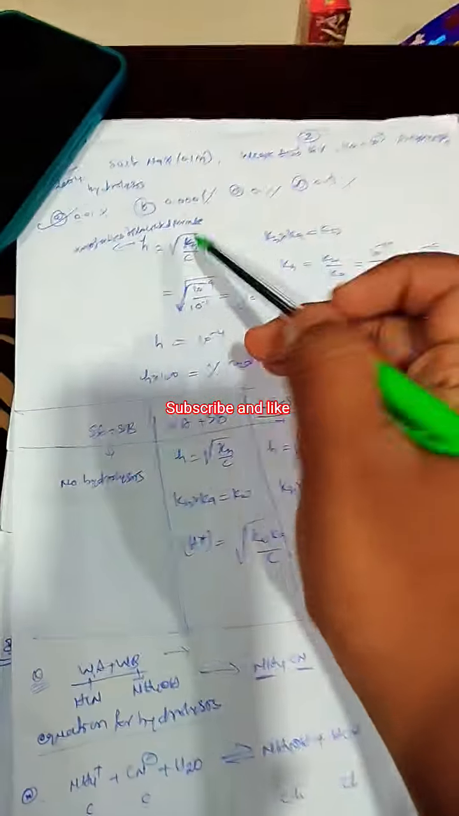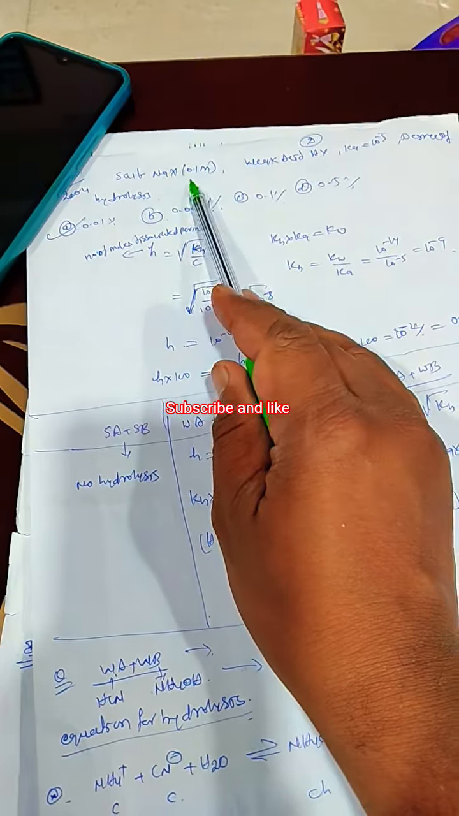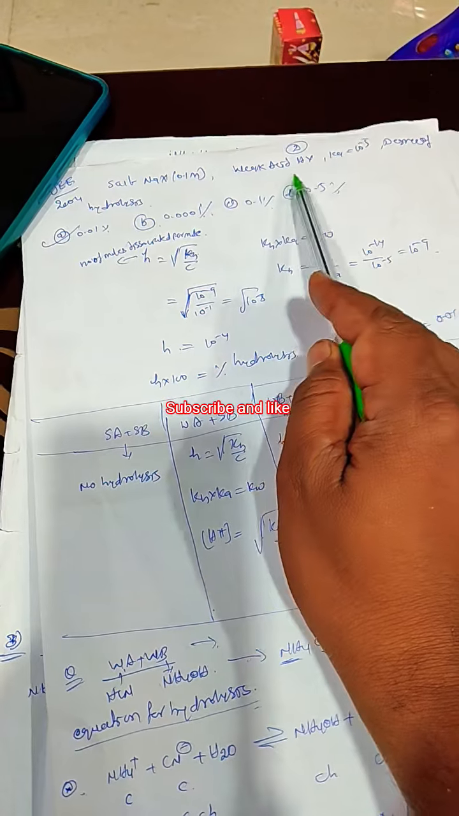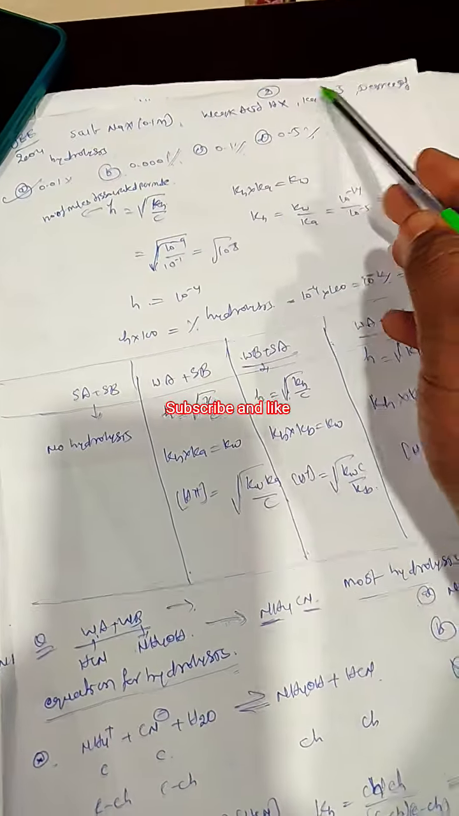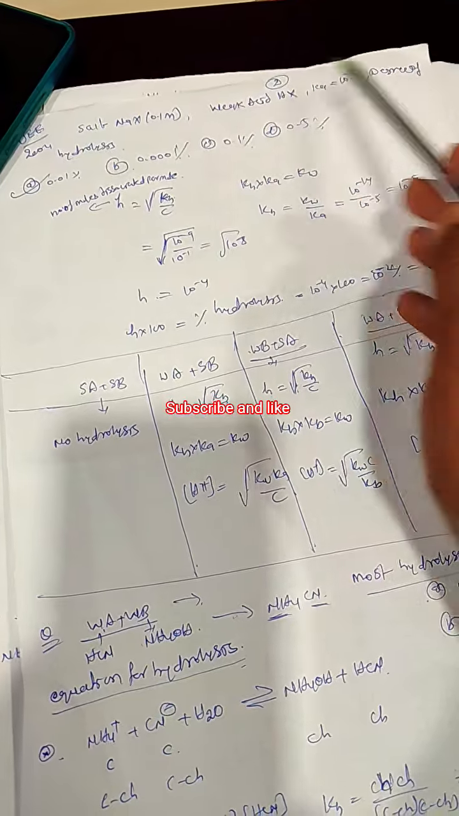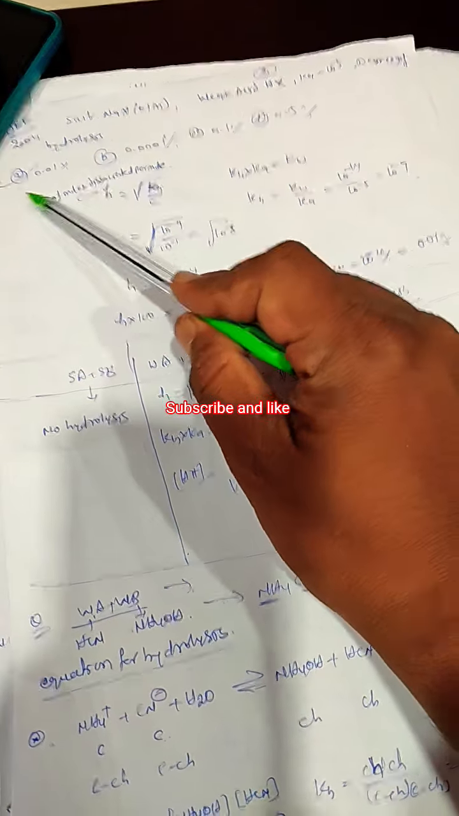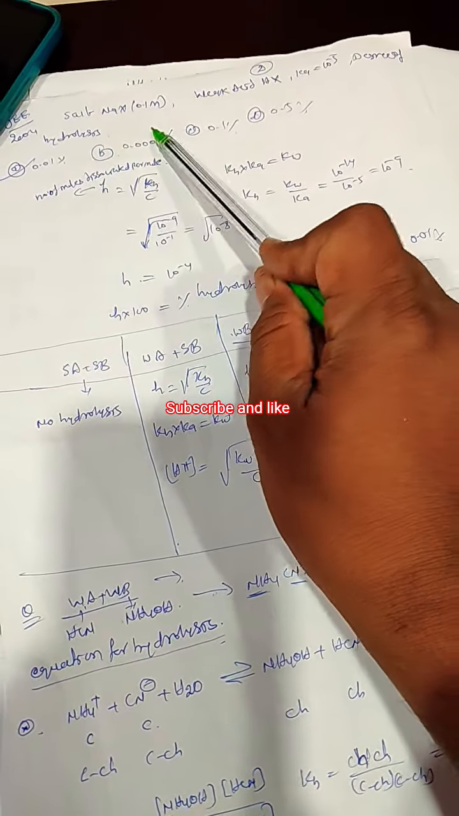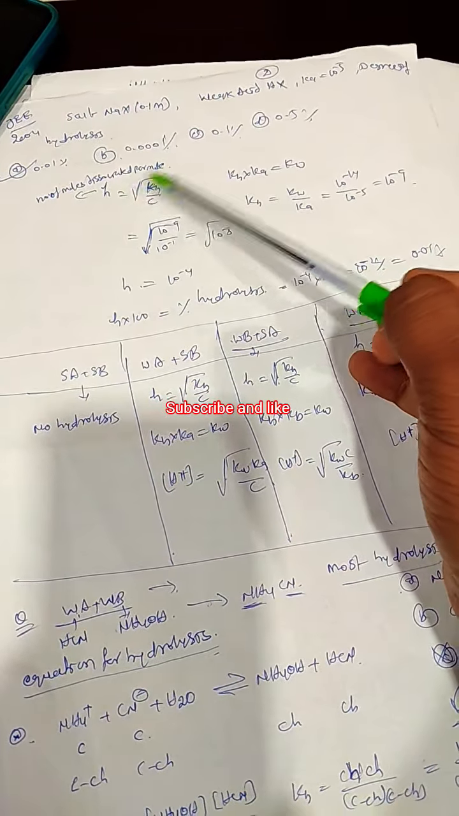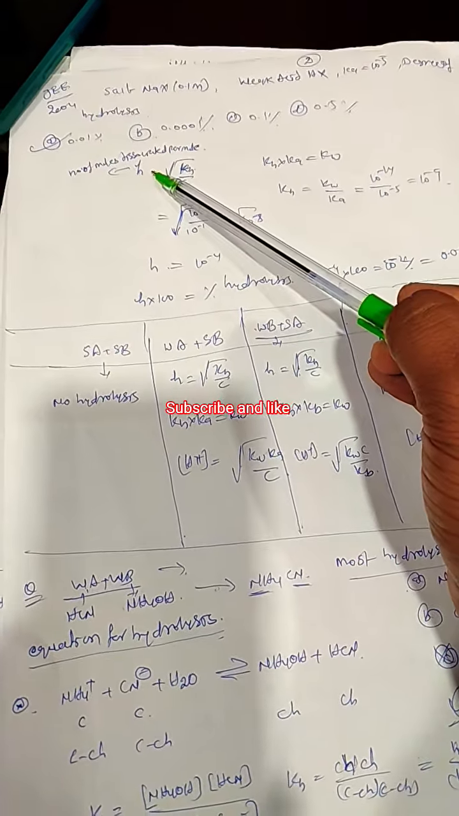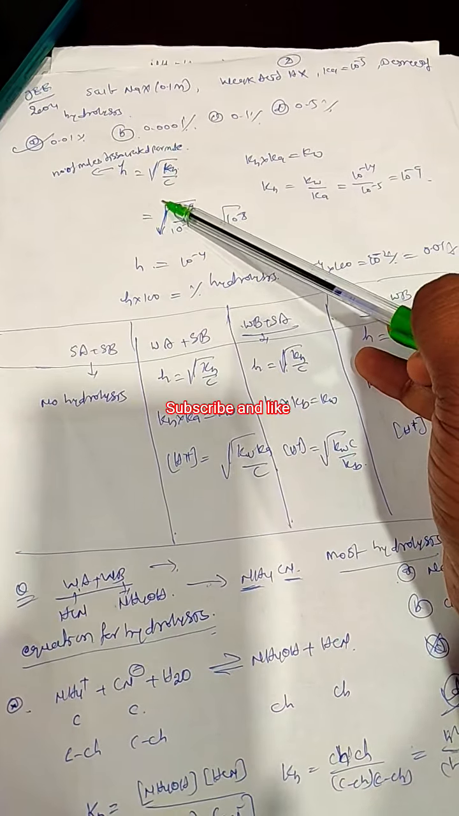Now I want to explain about the salt NaX, 0.1 molar, with weak acid HX. Next, Ka is 10 power minus 5, and we have to find the degree of hydrolysis, the percentage of degree of hydrolysis. For the salt NaX, we know the degree of hydrolysis h is equal to Kh by C.